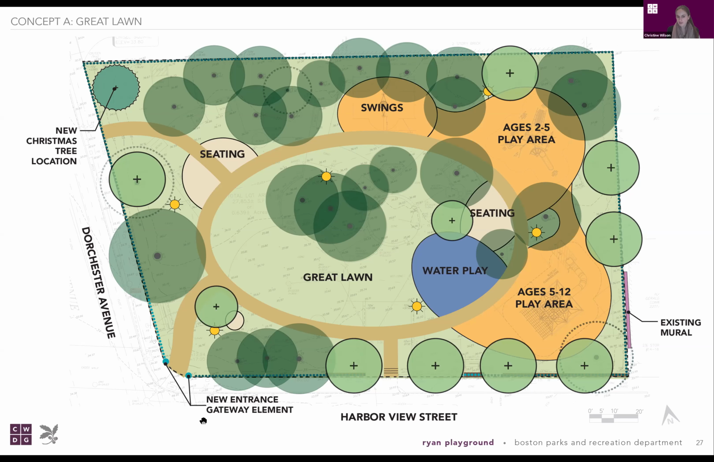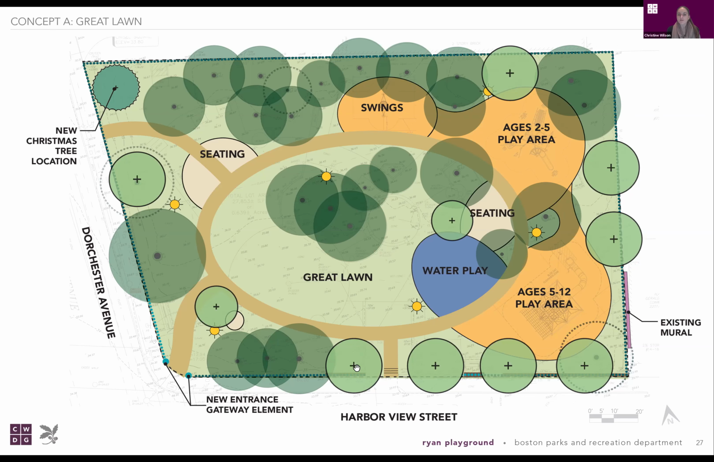So here's that new entrance gateway on the corner of Dorchester Avenue and Harborview Street. And there's also an access point further north on Dorchester, as well as stairs up on Harborview Street. We have a seating area here as well as here. The water play has expanded to be twice as big, right? That's what we heard at the last meeting. We have a large 5 to 12 play area across from it, which flows into a 2 to 5 area, which flows into a swing area, a node for swings.